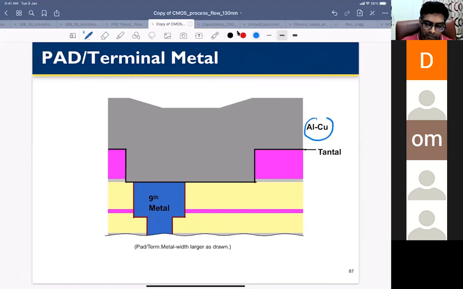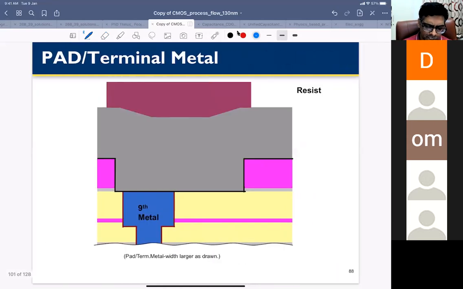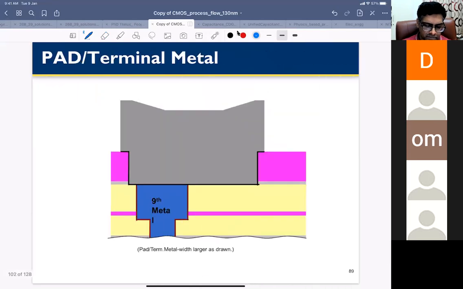Aluminum copper is used here because aluminum has higher resistivity. That's the reason the industry moved from aluminum to copper. I don't want high resistivity lines. But here they have used aluminum copper, which is a combination of two metals, and this is better. Resistivity-wise, it is better than aluminum, and it will not oxidize. Once you have the terminal metal, you can pattern it.